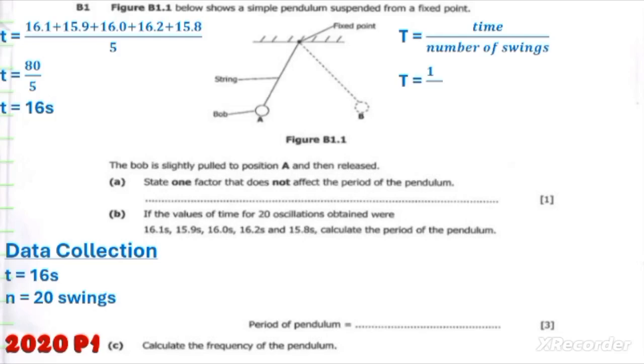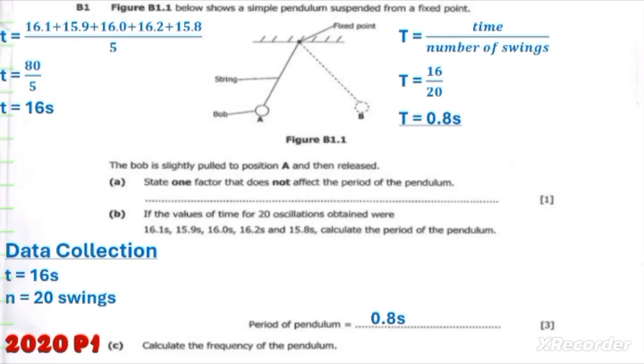Now let us plug these values into our formula. Period is equal to 16 divided by 20. So 16 divided by 20, we are going to get 0.80 seconds. So 0.8 seconds is our period. As we can see, we have successfully managed to find the period of the pendulum.